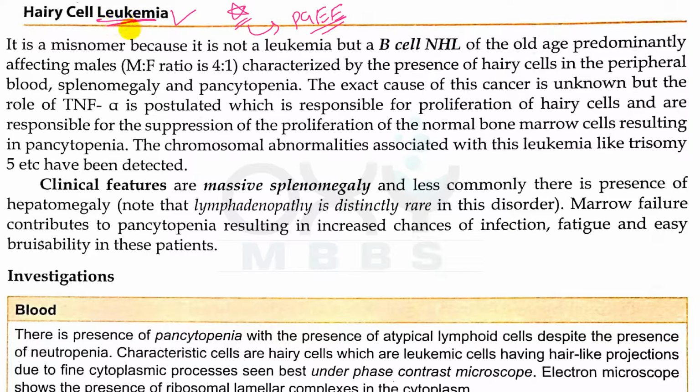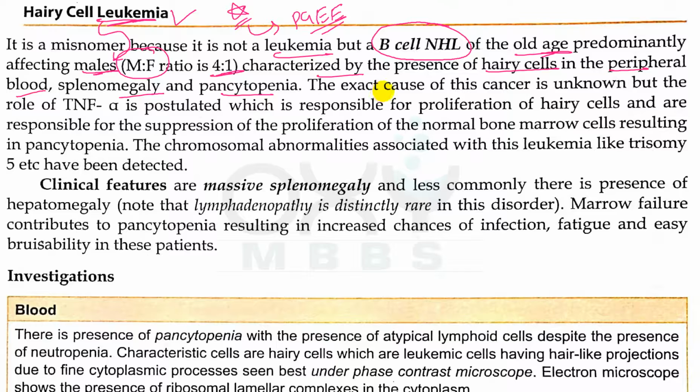So what is hairy cell leukemia? The word leukemia is a misnomer, as it is not leukemia; it is actually a B cell non-Hodgkin lymphoma which occurs in old age people, and it affects more males as compared to females. The male to female ratio is 4 to 1, and it is characterized by the presence of hairy cells in the peripheral blood, and it is associated with splenomegaly and pancytopenia.